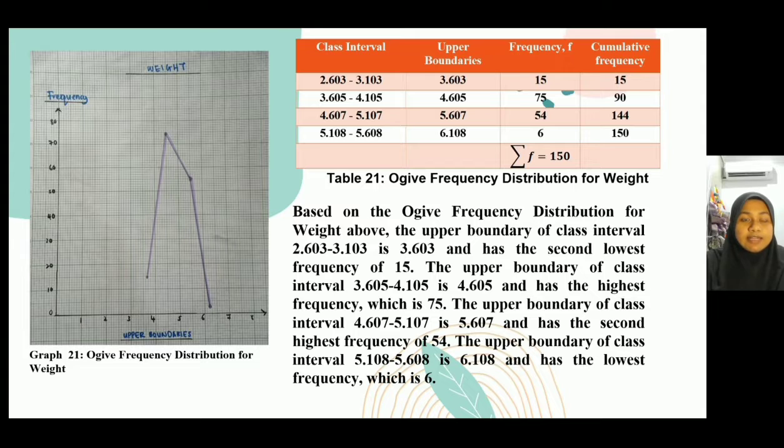Okay, last, Table 21, OGIF frequency distribution for weight. Based on the OGIF frequency distribution for weight above, the upper boundary of the class interval 2.603 until 3.103 is 3.603 and has the second lowest frequency of 15.